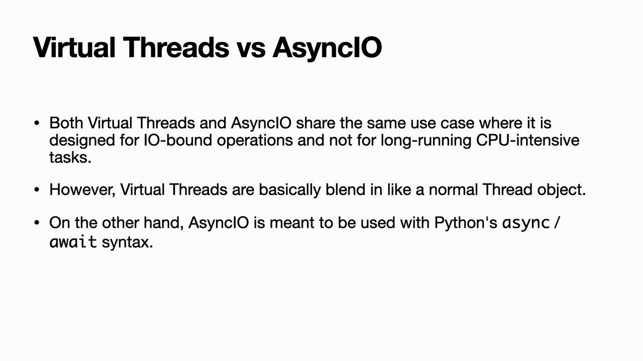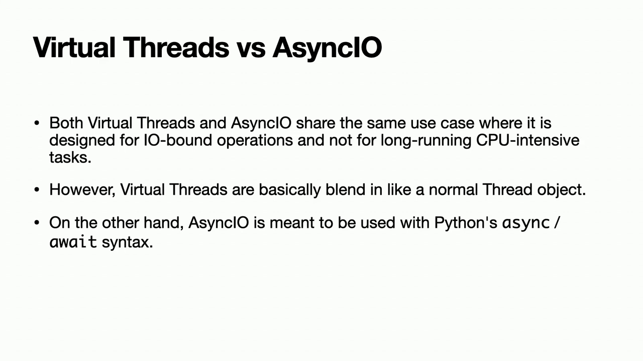So virtual thread and async IO. Everyone probably knows virtual thread already, right? Async IO is basically the same thing. It's not designed for long running CPU intensive tasks, it's designed for IO bound operations. So technically, that means that you can just block and yield the CPU to other tasks and make it more lightweight. Then you can use it for something that requires high throughput.